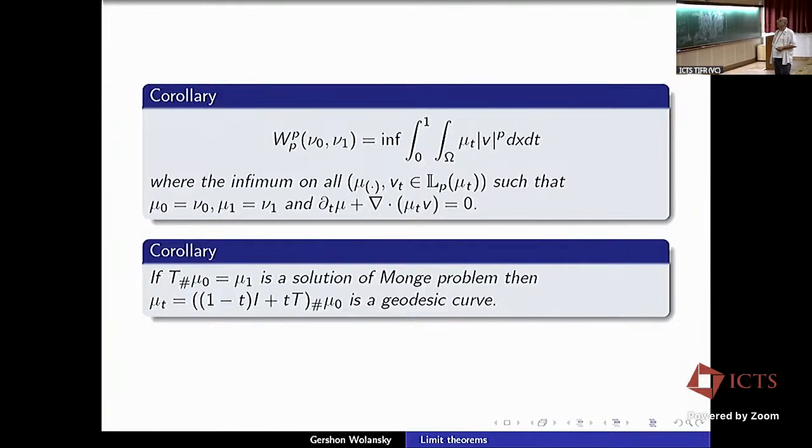Another corollary is that if there is a Monge solution, a Monge mapping, which optimally transports mu0 to mu1, then mu_t can be written in this way. Right? This is also a deterministic orbit, which goes from the point x to the point (1 minus t)x plus tT(x) along the orbit.